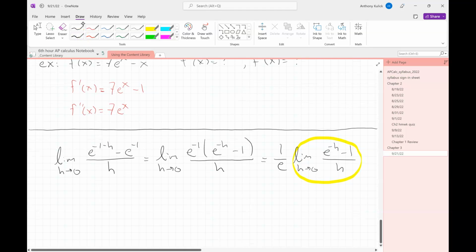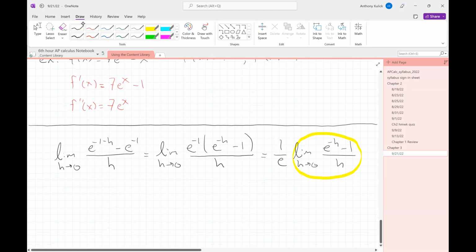So what could you have done? Well, this is what Mr. Kulik supposes that you could have done. You would have started with your definition for the number e. You guys all remember that from Algebra 2? Of course you do.